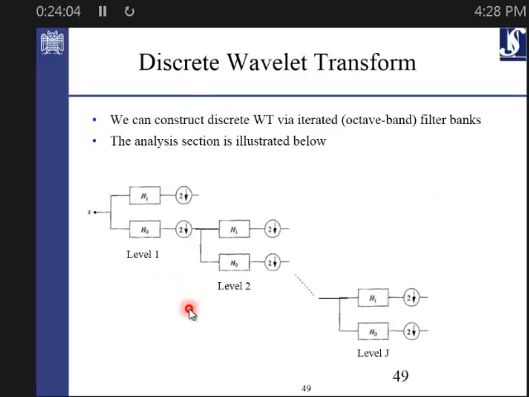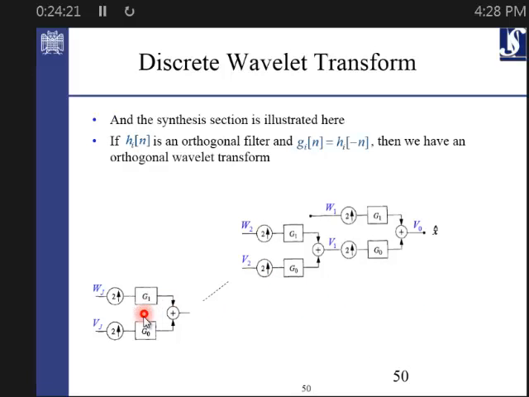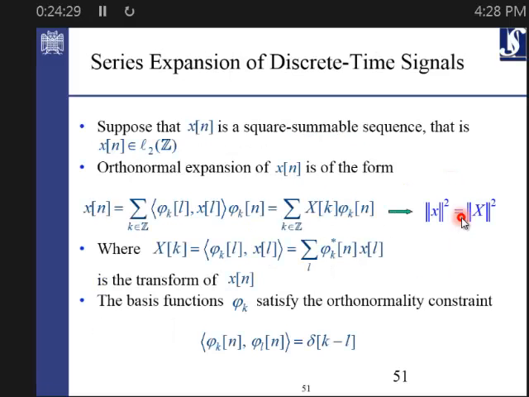So maybe it's better to look at this figure. If we go through the discrete version, this is the analysis filter bank. We go for the low pass and then divide it into two. Then we take the low pass again, divide it into two, and we go ahead. And for the synthesis part, we do the same thing in the reverse order until we create the signal back. Now the point is, let's look at this.